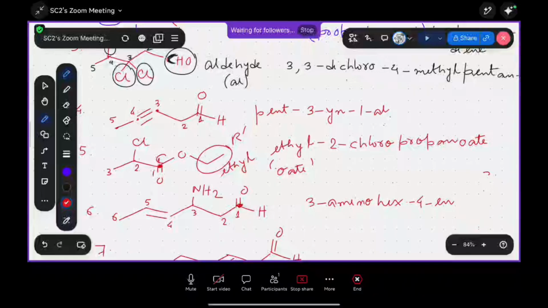en. This one is the aldehyde functional group, CHO, and that is al. So hex 4 en 1 al. 3 amino hex 4 en 1 al. So whenever you have the NH2 group, you write amino.